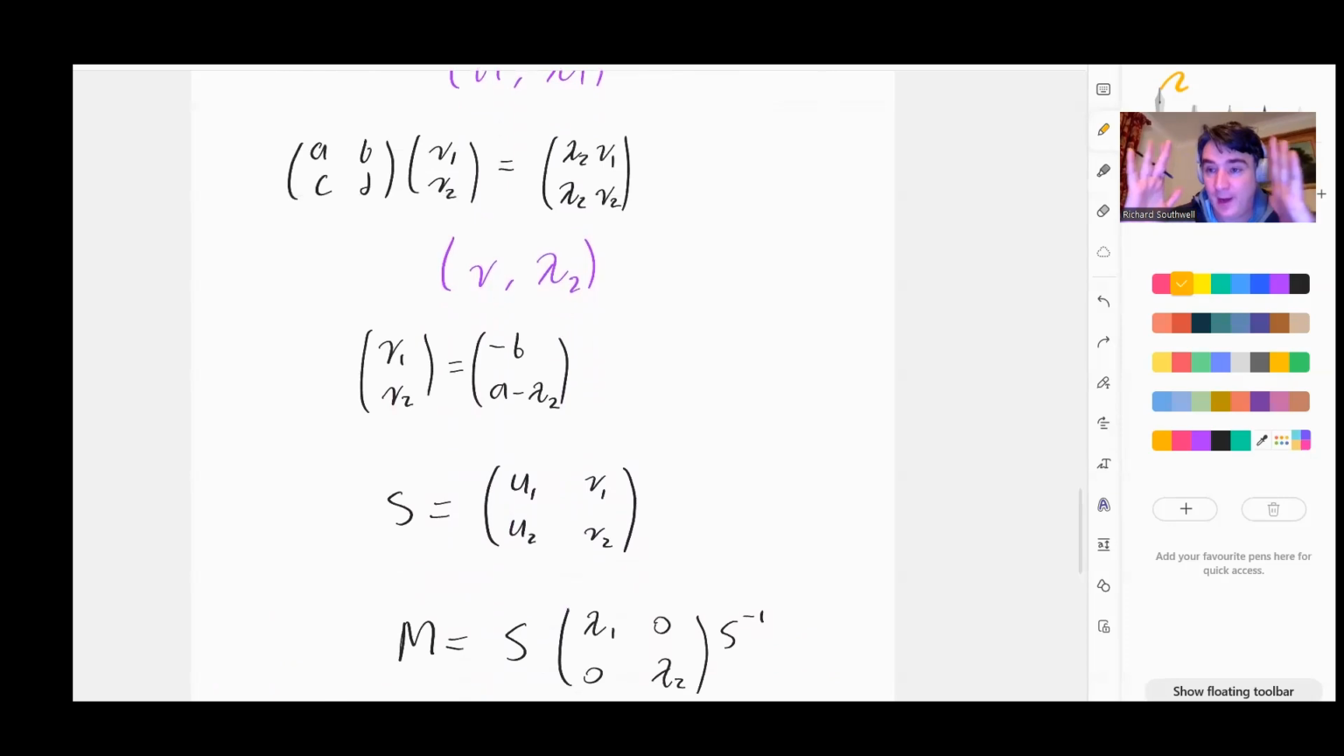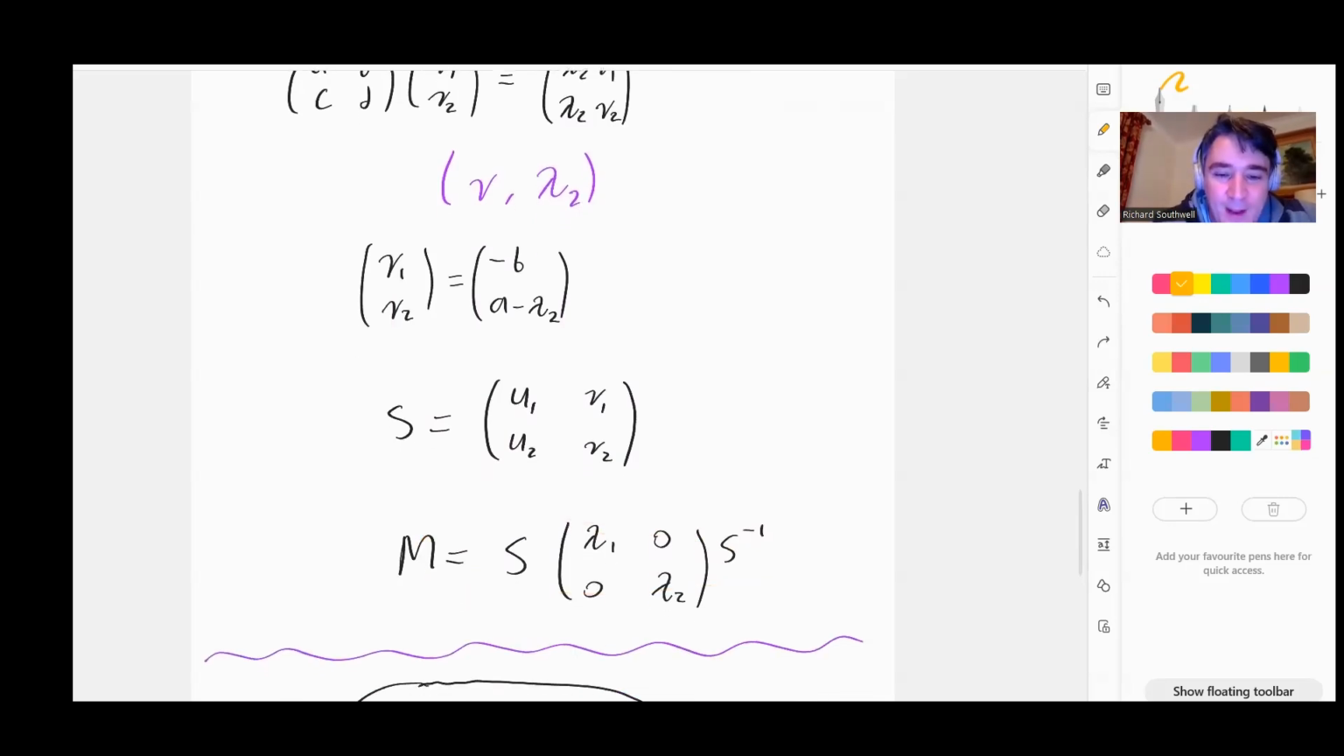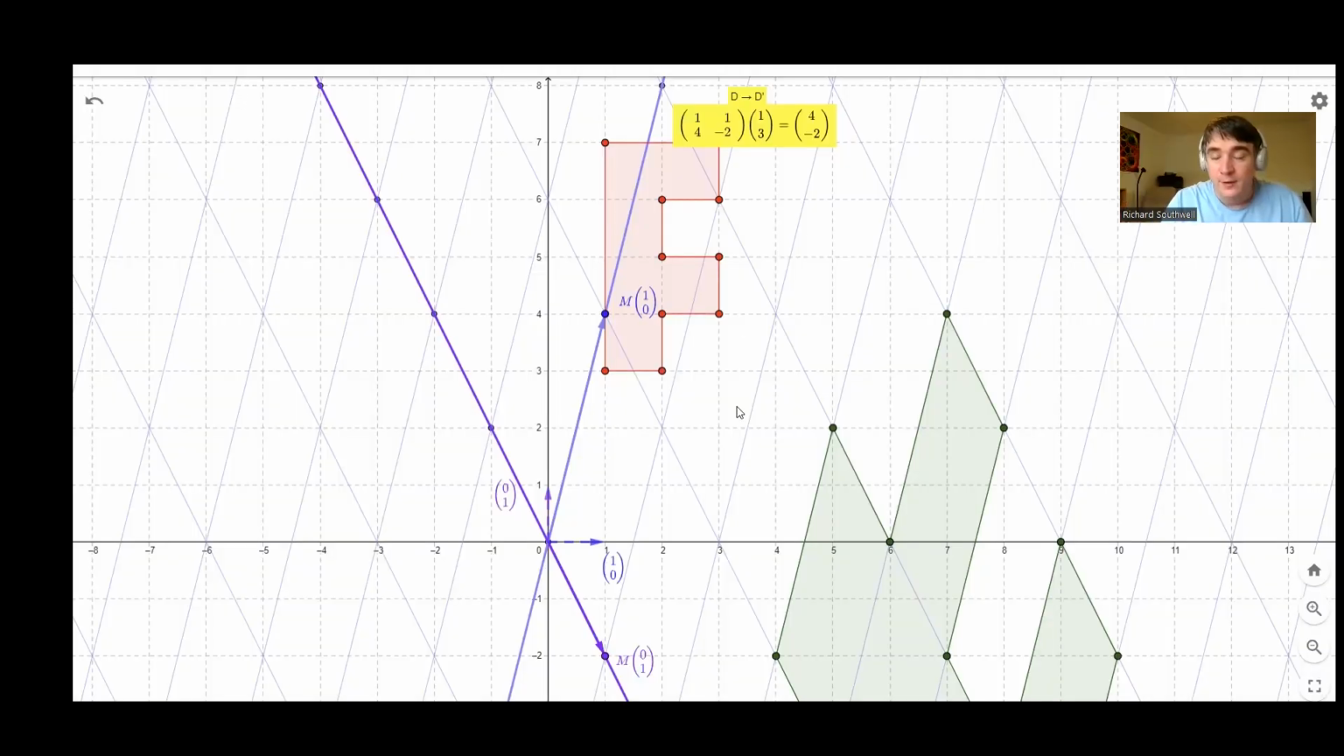Once we have those eigenvectors, we put them together, and that forms this matrix S. It turns out that this matrix S has a non-zero determinant, so it can be inverted. And so we have this equation here. To check this, you can work out that M S is equal to S times this diagonal matrix here. So I've just given a recipe for understanding the behavior of these so-called hyperbolic matrices.